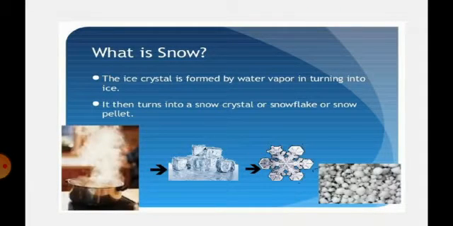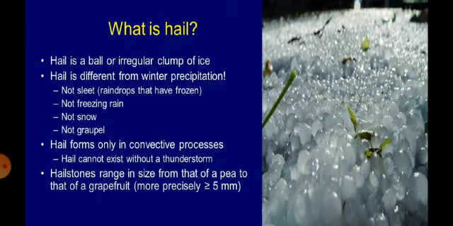Again, the ice crystal is formed by water vapor turning into ice. It then turns into a snow crystal or snowflake or snow pellet. So, what is hail? Hail is a ball or irregular clump of ice. Hail is different from winter precipitation.